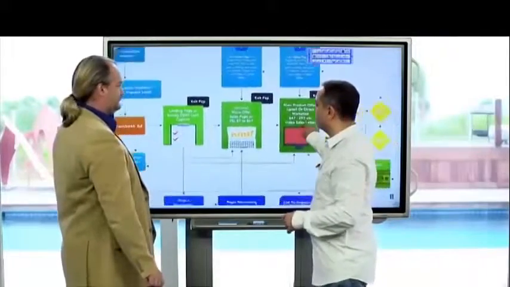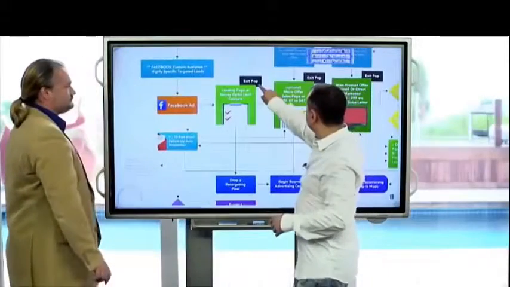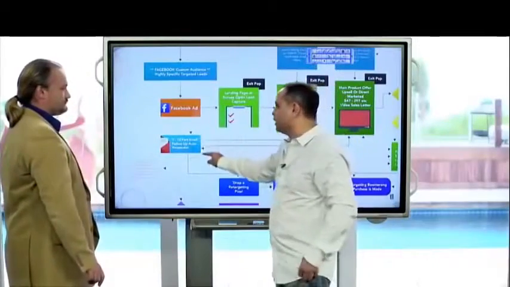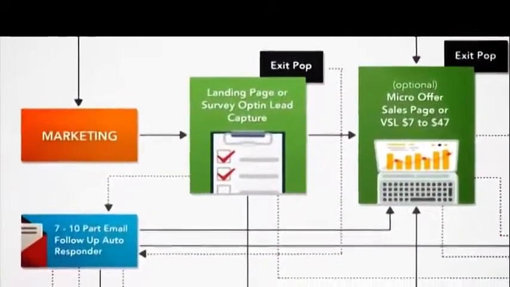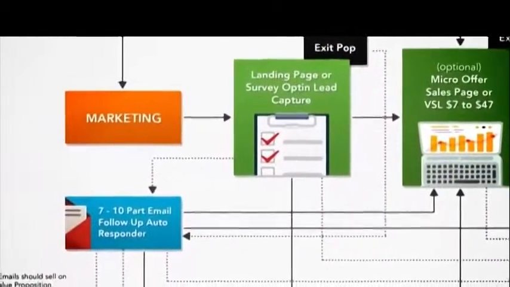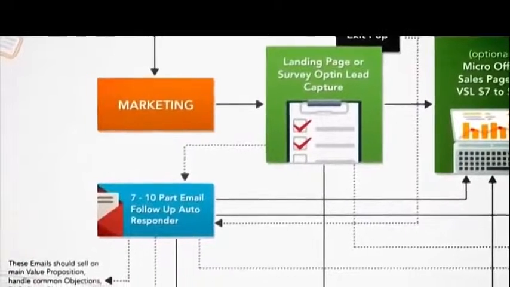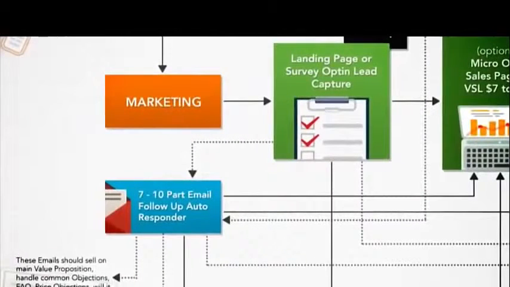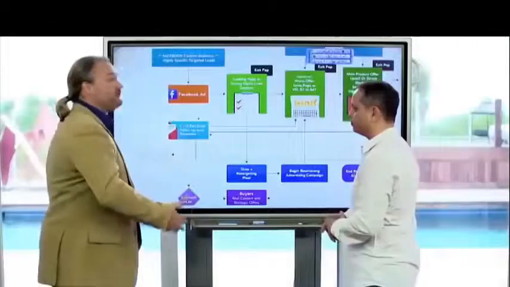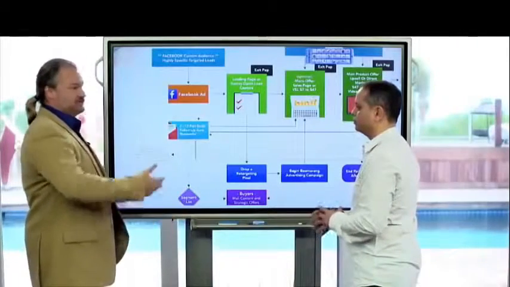And what we also have here, as we can see, this exit pop that captured the initial lead has a 7 to 10-part email follow-up autoresponder, and you can see what that says there. And Andy's going to go over some of the things that you want to focus on. So basically, we're not spamming them with buy, buy, buy, buy. Essentially, what we're doing is we're engaging them in a conversation about their pain.